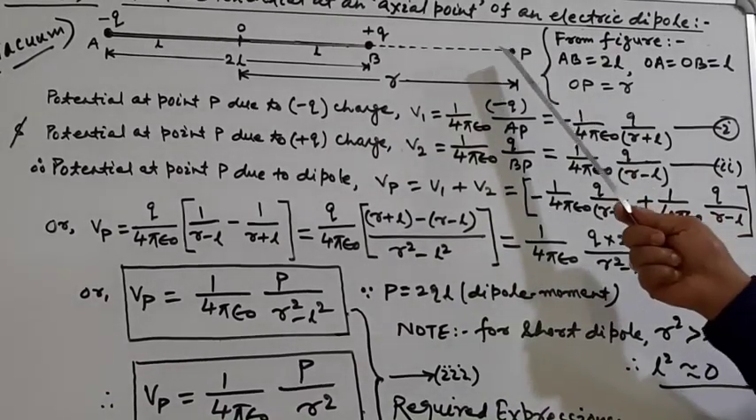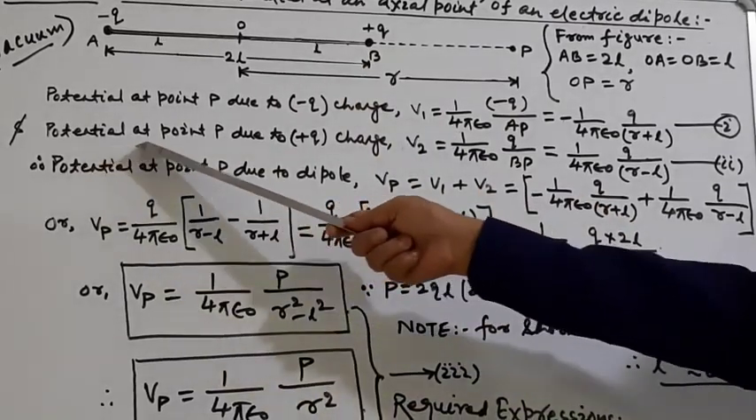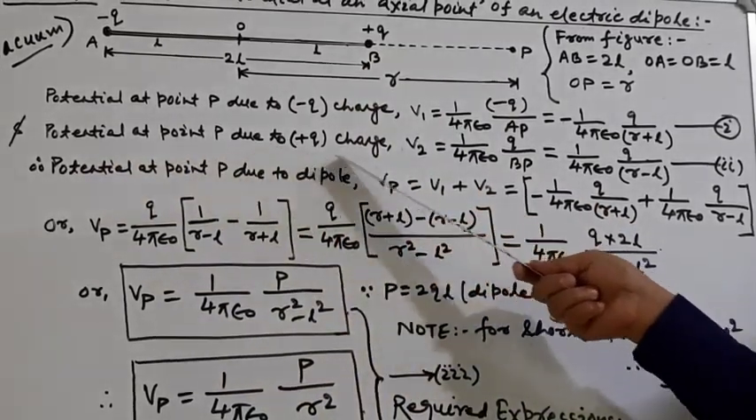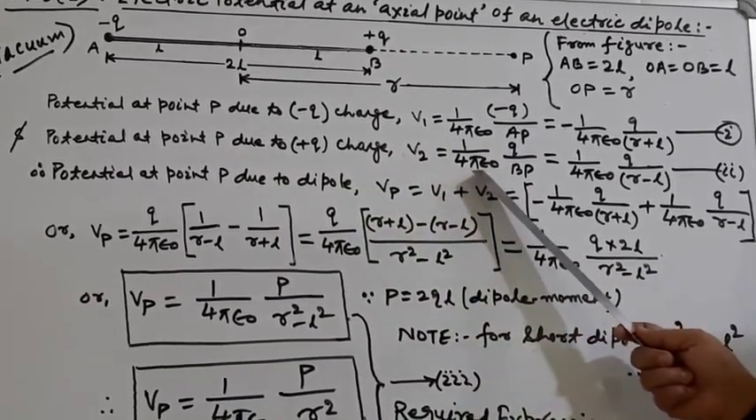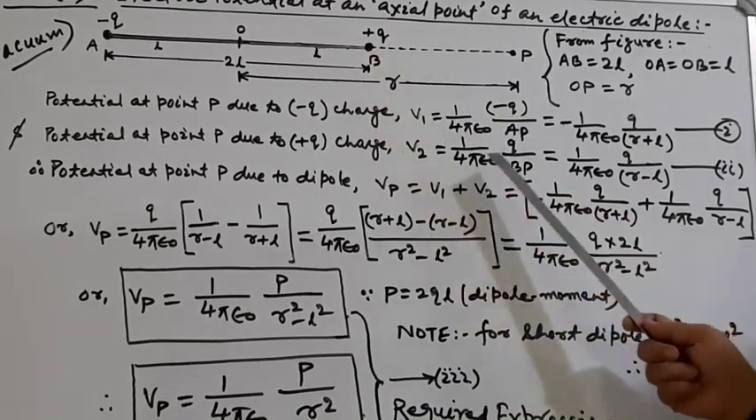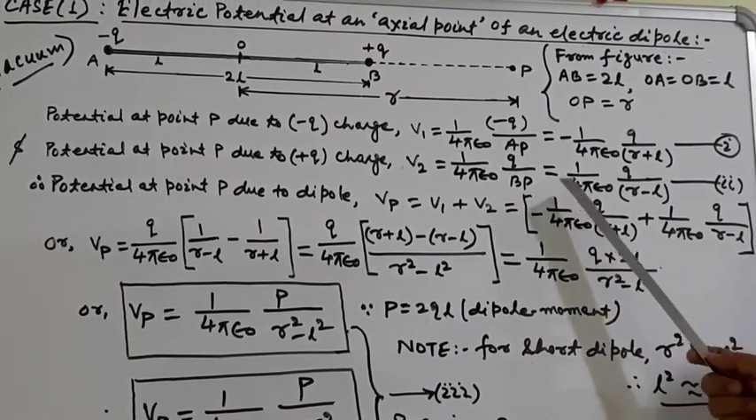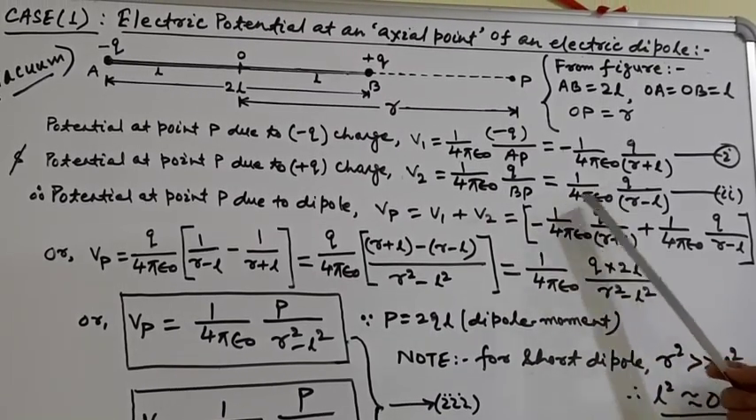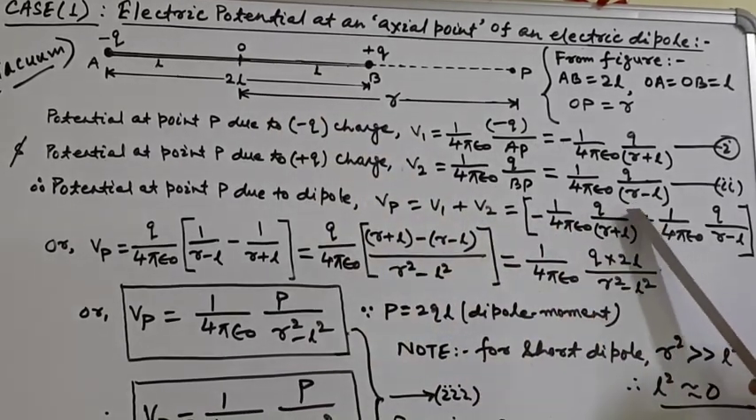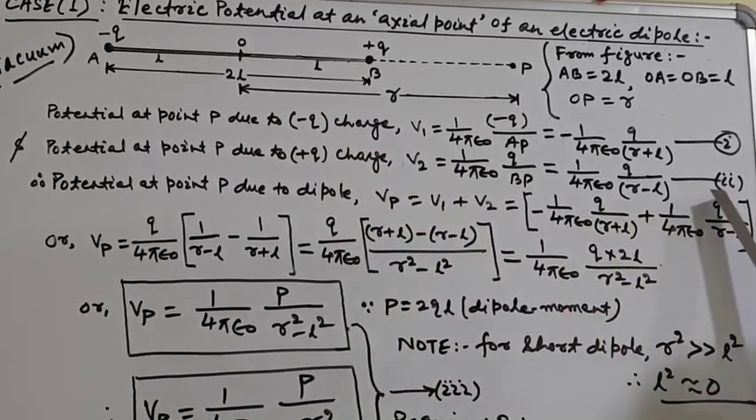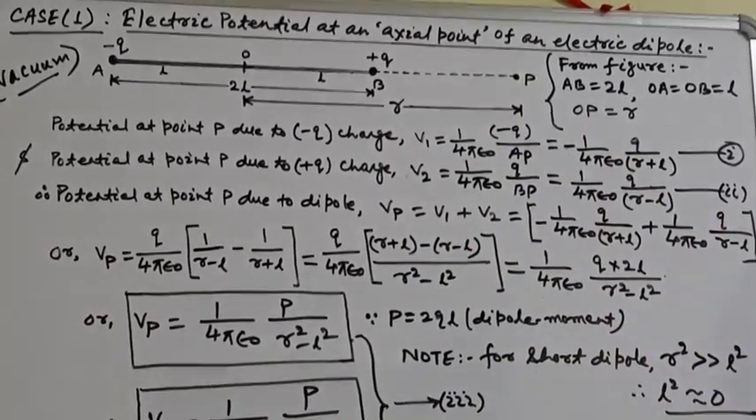Similarly, potential at P due to plus Q charge. Suppose it is V2, equal to 1 by 4 pi epsilon naught times plus Q, and distance BP. So it becomes 1 by 4 pi epsilon naught Q by BP, and BP is r minus L. This is equation number 2. So equation 2 gives the potential at point P due to plus Q charge.